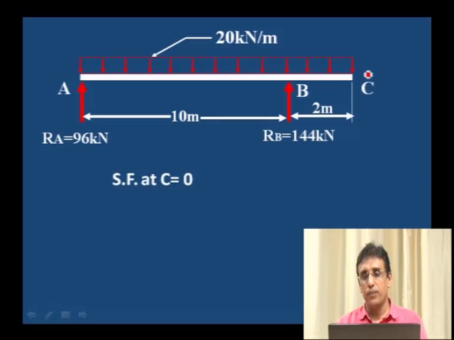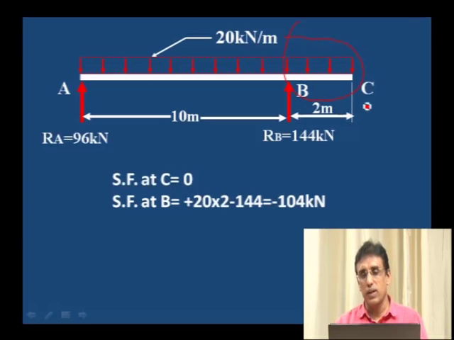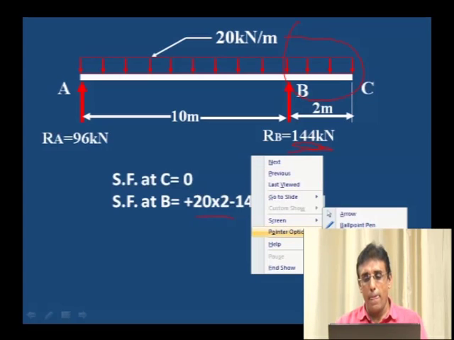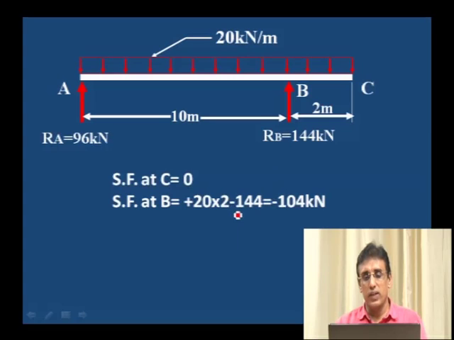Shear force at C point is 0. If a point load is acting, then we have to take the value of that point load. Now shear force at C is 0. Shear force at B: you have to consider the load on the right portion of B, that is 20 kilonewton per meter into a distance of 2, total load 40 kilonewton, minus RB. At B, RB is acting upward, 144, that is why it is minus. Minus 104 kilonewton is the shear force at B.